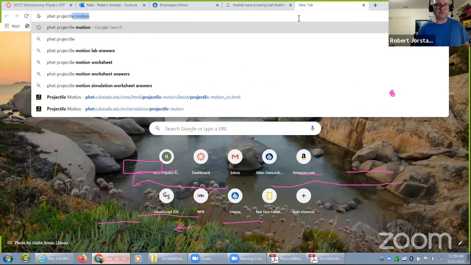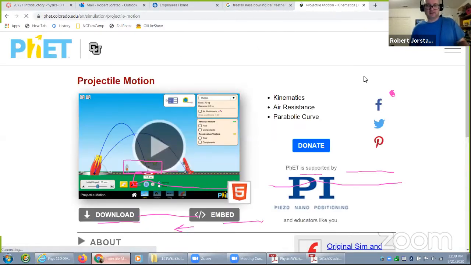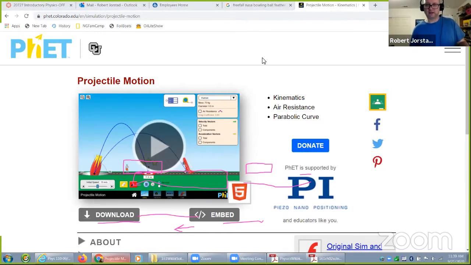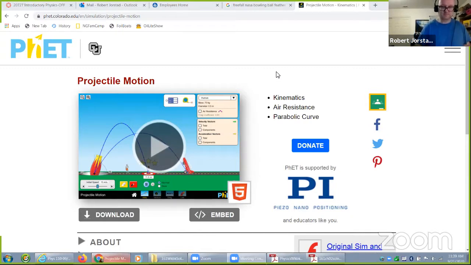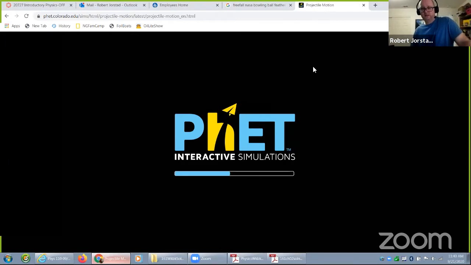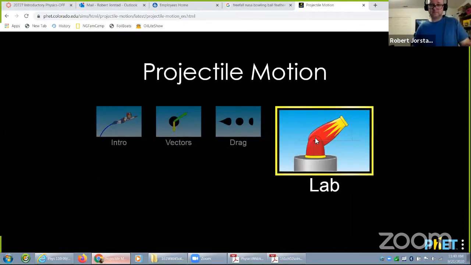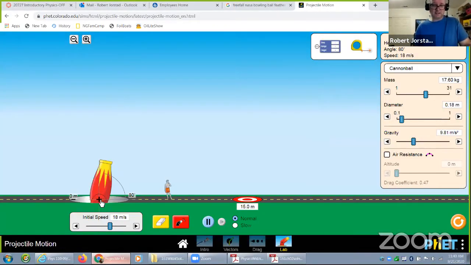If you search for PhET projectile motion, you'll get this. Whoops, let me clear all my crap off of here. All right. And I guess I could copy this for you too. It's kind of a fun little thing to play around with. So the idea here is this.